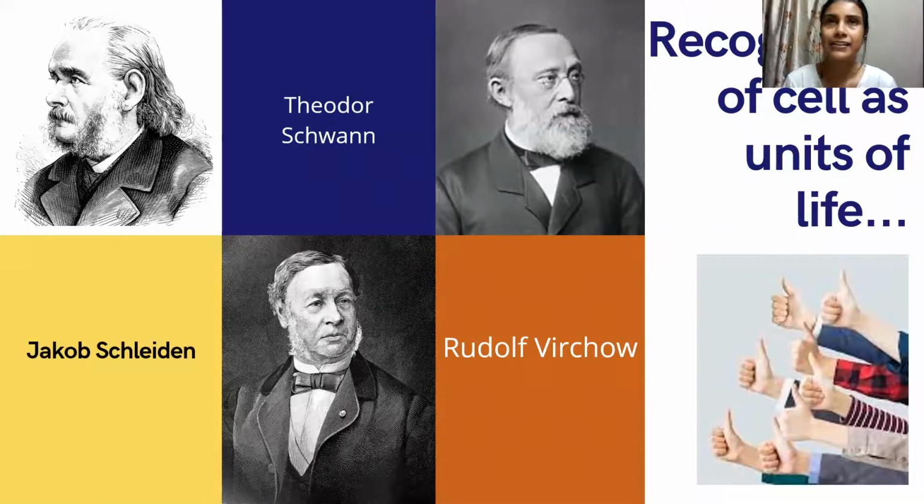Now, cells have been recognized as the structural and functional unit of life. I come to these three gentlemen who have individually proposed statements recognizing cells as a unit of life: Matthias Schleiden, Theodor Schwann, and Rudolf Virchow. These three scientists each gave individual statements recognizing cells as the main basic feature, the main basic character. So let's see each statement separately.